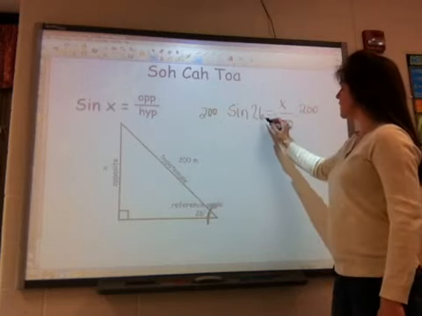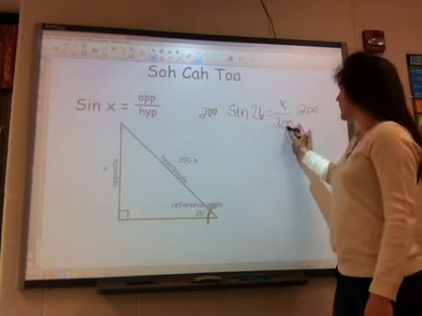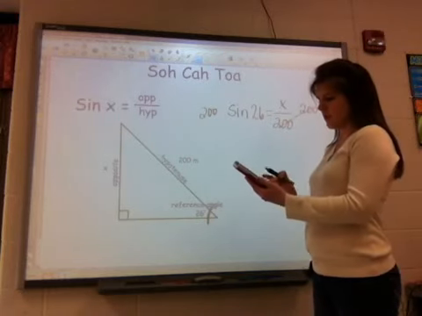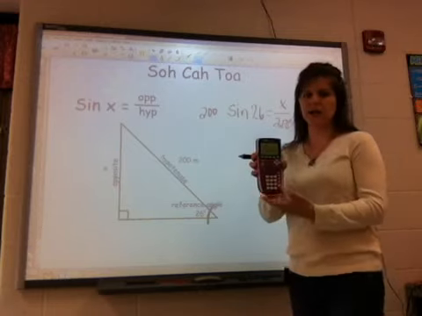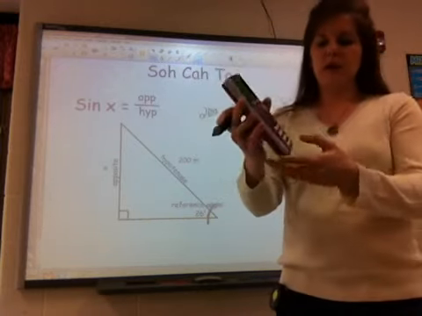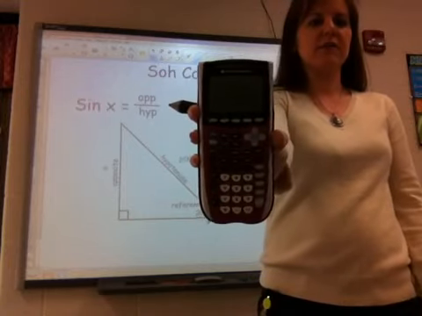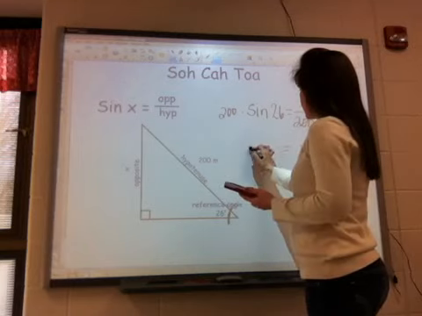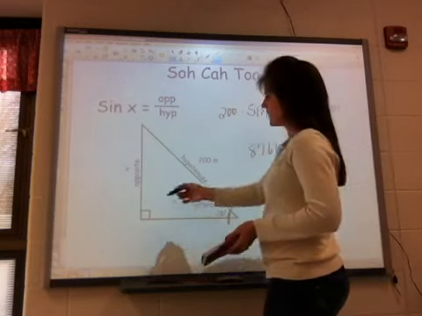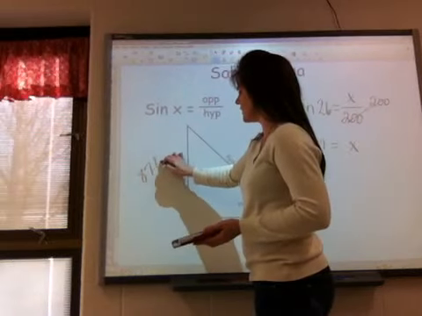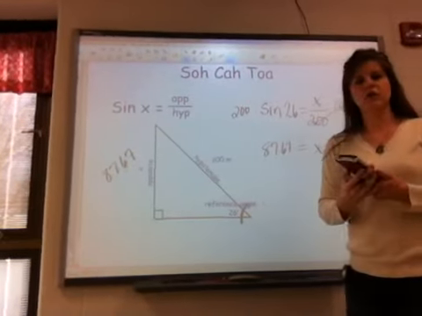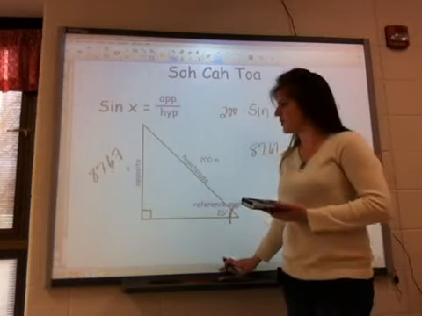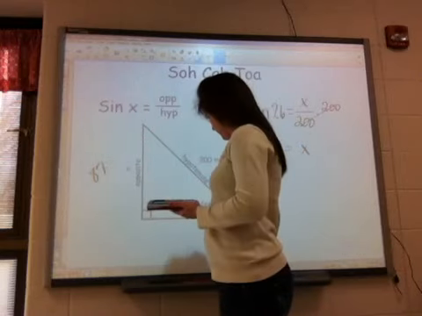So 200 times sine 26, the 200 and the 200 cancel each other out, and I'm left with 200 times sine 26. I just typed it in the calculator, 200 sine 26 equals, that gives me my value for x, 87.67. So x equals 87.67 meters. And on your test, I'll always probably ask you to round to the nearest tenth. So if I want to round this to the nearest tenth, it's going to be 87.7.